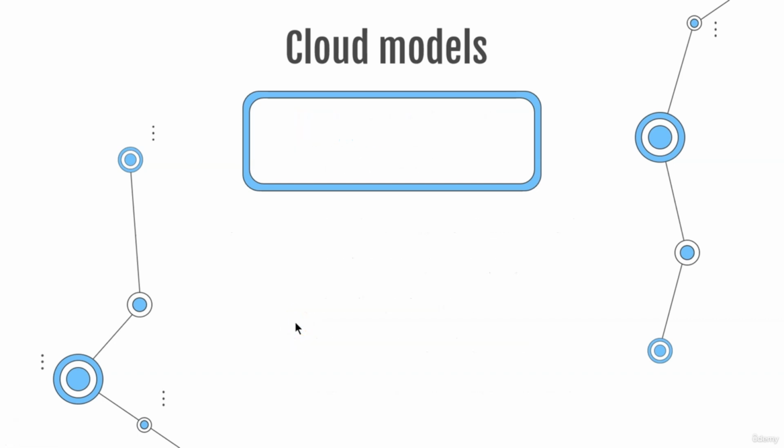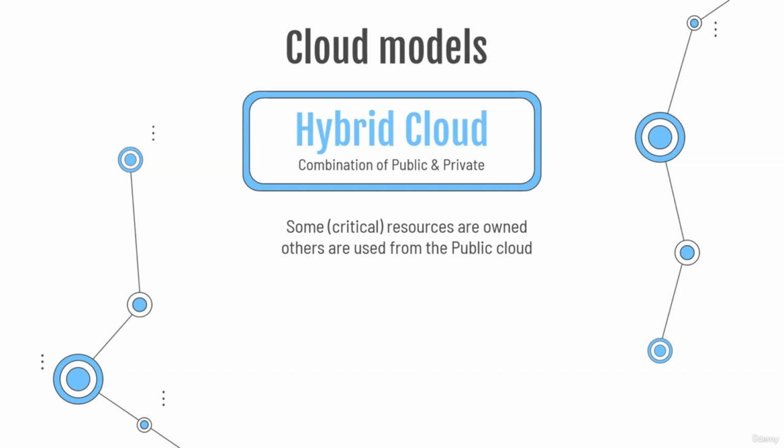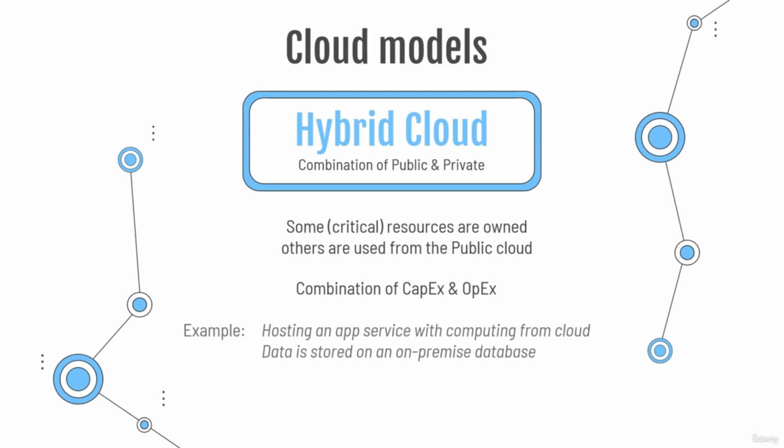And now, oftentimes, in such situations it can also make sense to use the hybrid cloud, because we have the downsides of the private cloud: it's complicated, maybe it's also more expensive. This is why some critical resources we may keep in our private data center, and some others can just be used from the public cloud. This is then a combination, of course, of CapEx and OpEx.